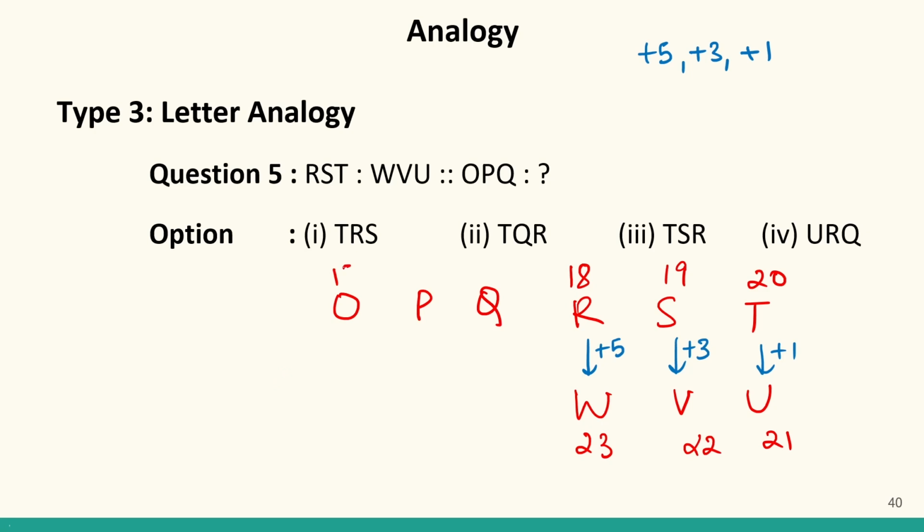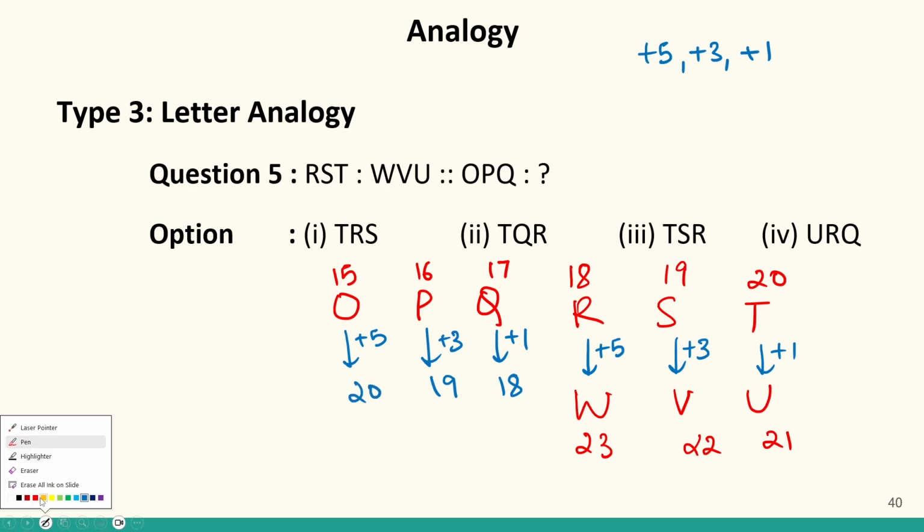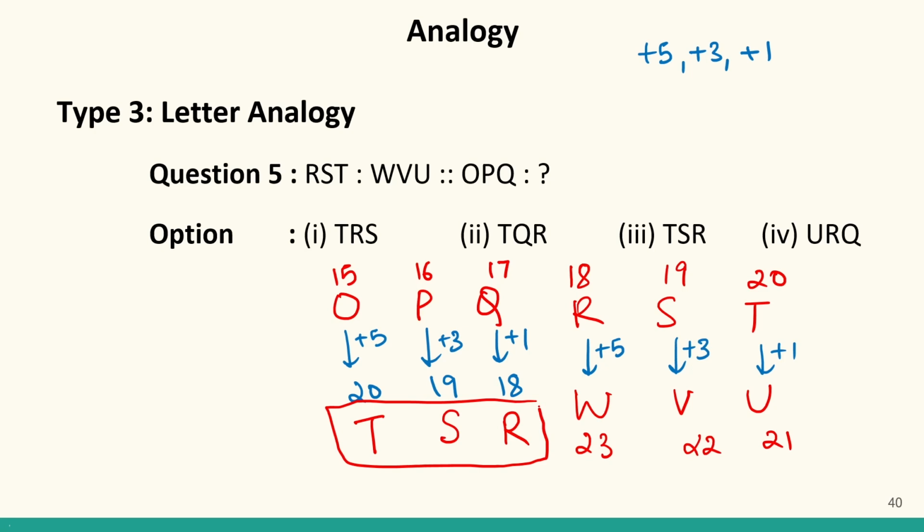The position of O is 15, the position of P is 16 and the position of Q is 17. We would have to move 5 positions forward, 3 positions forward and 1 position forward. So if I move like this, I'll get 18th rank over here, 19th rank over here, and here I'll get 20th rank. So at 20th rank, if you remember from the shortcut AJOT, we had T. 19th rank, we have S, and at 18th rank, we have R. So our code will be TSR. This is our code, which is option number 3. So option number 3 is the correct answer in this case.